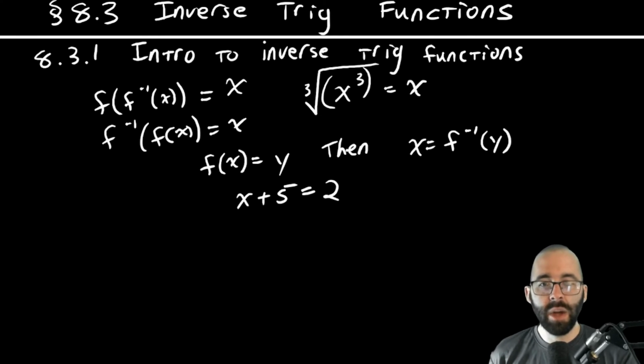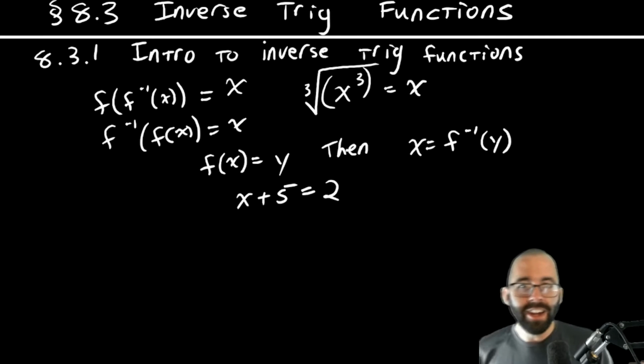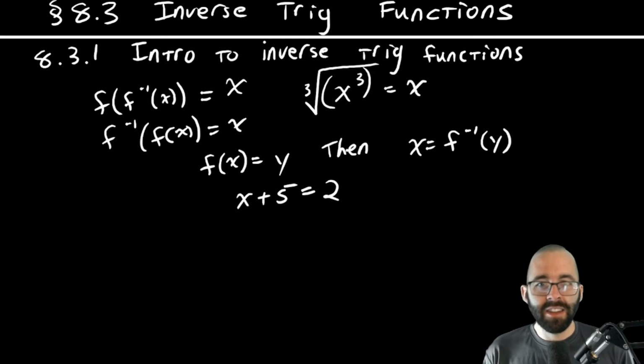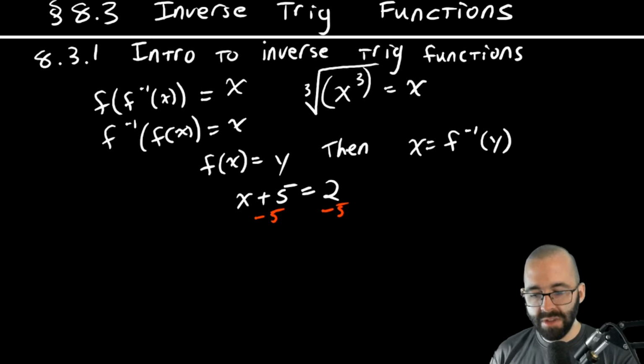How do I solve this equation? The answer is inverse functions, right? What's being done to x? Adding 5. What's the inverse function for that? Subtracting 5. So we apply the inverse function, we subtract 5 from both sides. This is an inverse function. That's using an inverse function.